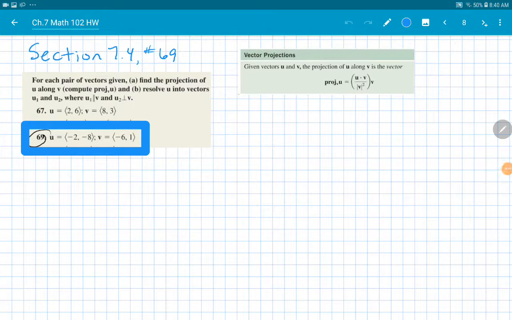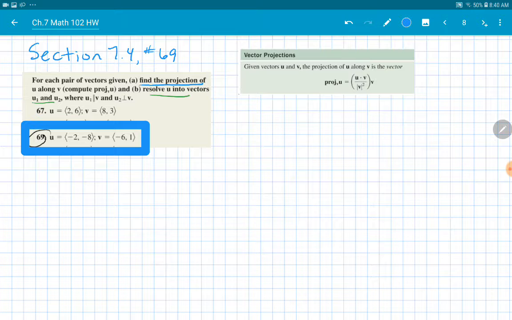On this problem, we're going to look at this vector. For part A, we're going to find the projection of u along v. And then for part B, we're going to resolve u into vectors u1 and u2 for the perpendicular part and the parallel part. So let's start with what does this look like?